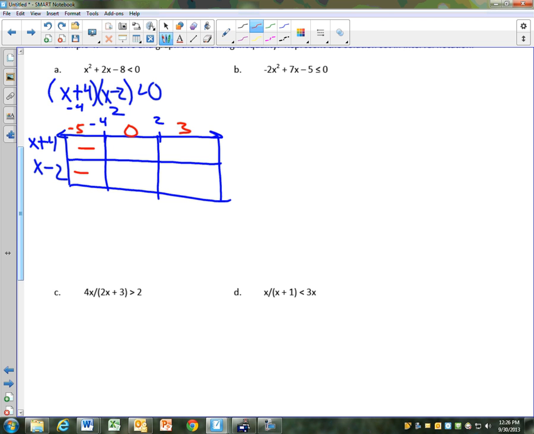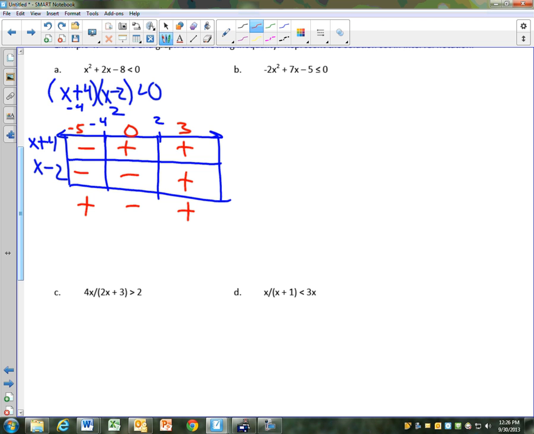Let's plug in 0. 0 plus 4? 0 minus 2? 3 plus 4? 3 minus 2? Now we're going to multiply down because we multiply the factors together and they will tell us the result. A negative times a negative is a positive. Negative times a positive is a negative. And positive times a positive is a positive.